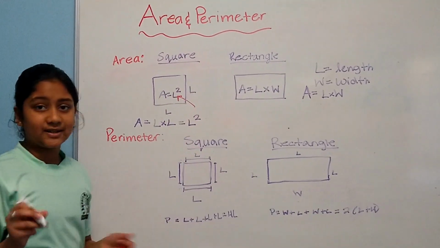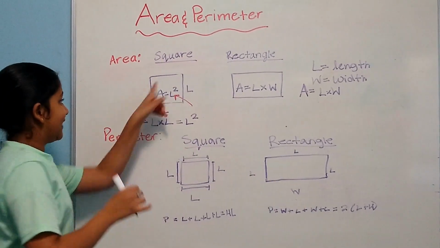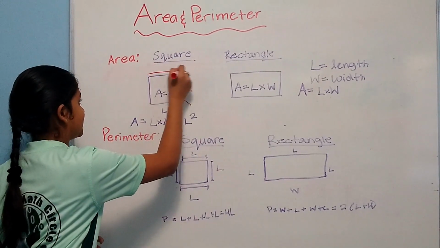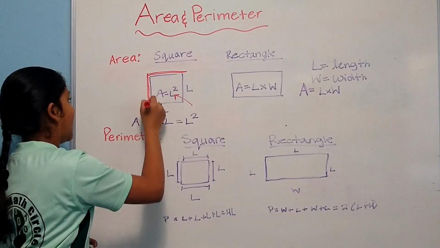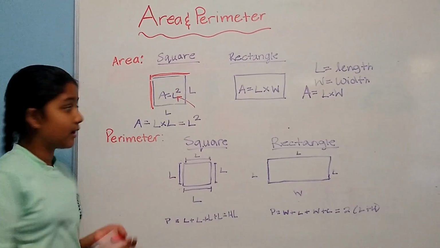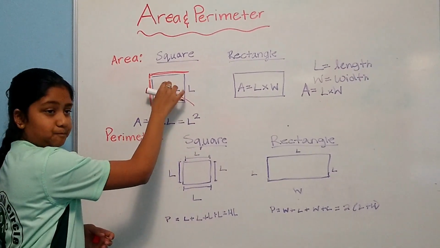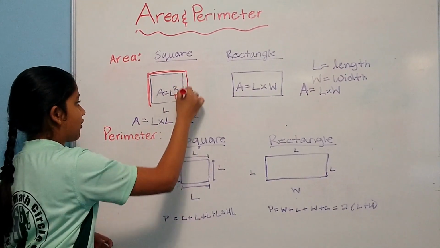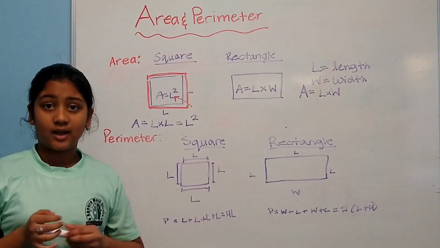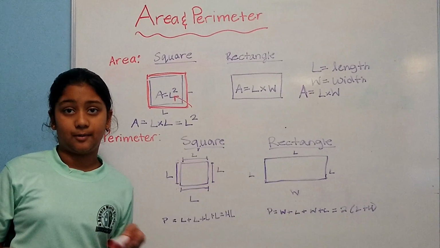In case you don't know what the boundary is, let's say this is a playground. The perimeter would be this over here, the lines over here, the outside right here. And the area would be the space inside. And this goes for all shapes. So now let's move on to actually finding the area and perimeter.